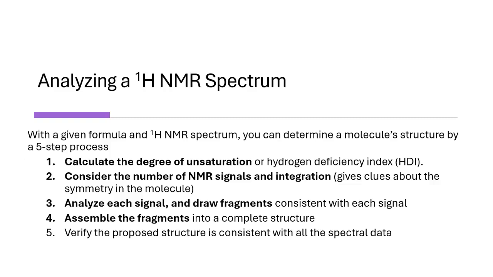Analyzing a 1H NMR spectrum. With a given formula and 1H NMR spectrum, you can determine a molecule's structure by a 5-step process. 1. Calculate the degree of unsaturation, or hydrogen deficiency index, HDI. 2. Consider the number of NMR signals and integration, which gives us clues about the symmetry in the molecule.